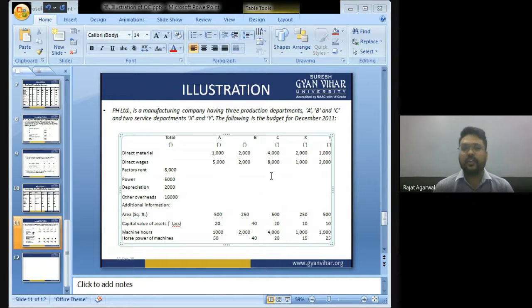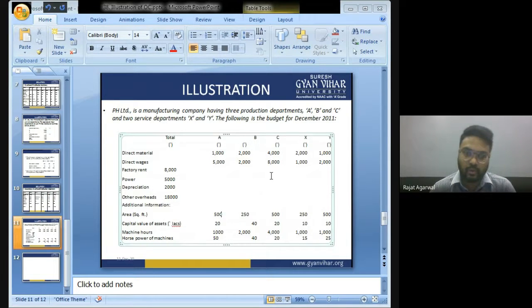Additional information is given to you. Area in square feet of A 500, B 250, C 500, X 250, Y 500. Capital value of asset A 20, B 40, C 20, X 10, Y 10. Machine hours of A 1000, B 2000, C 4000, X 1000, Y 1000. Horsepower of machine A 50, B 40, C 20, X 50, Y 50.